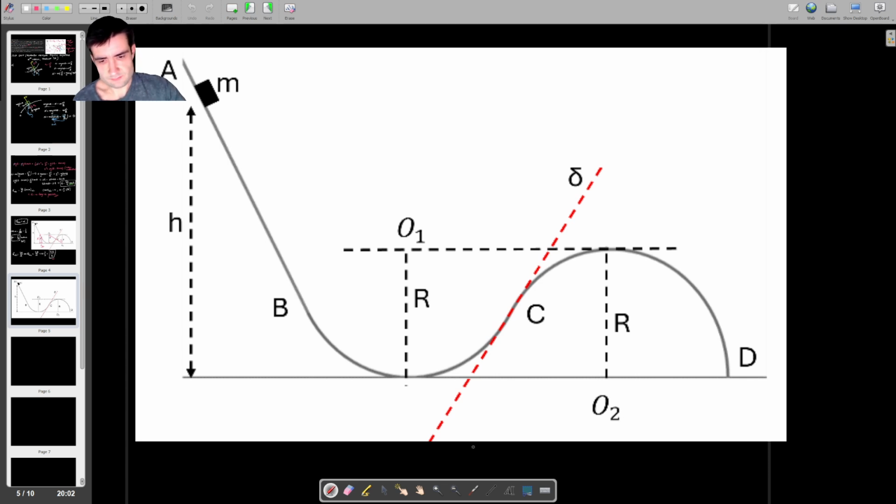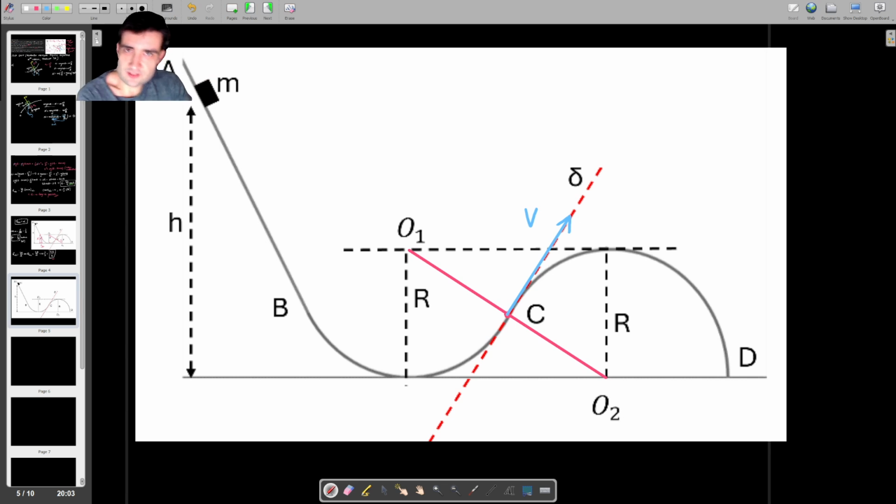And let's try to think about it. So we know on one hand that those are the centers of the two circles, and this is point C, where the object is detaching. And at this point, the object has a velocity, clearly. So it has a velocity, and that velocity is always tangent to the path, because that's part of the definition of velocity.